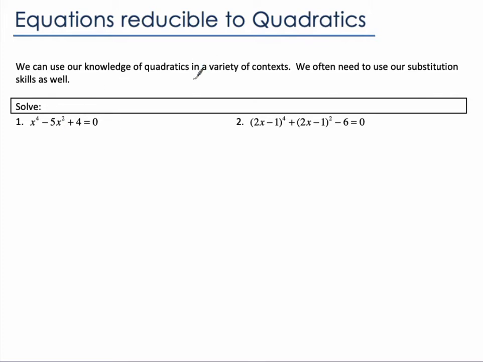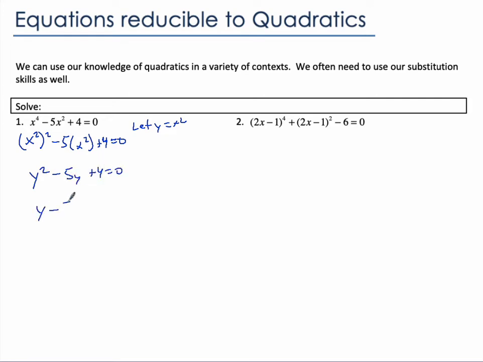Basically, they can be written as quadratics. So this one here looks like it is a quadratic in x squared. So you can write it like this. If you want to see it clearly, you can let y equal x squared, and then convert this to a quadratic.